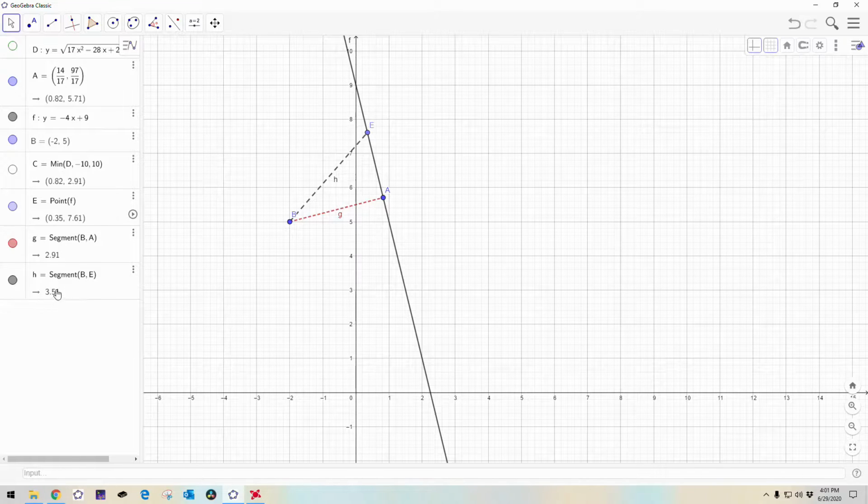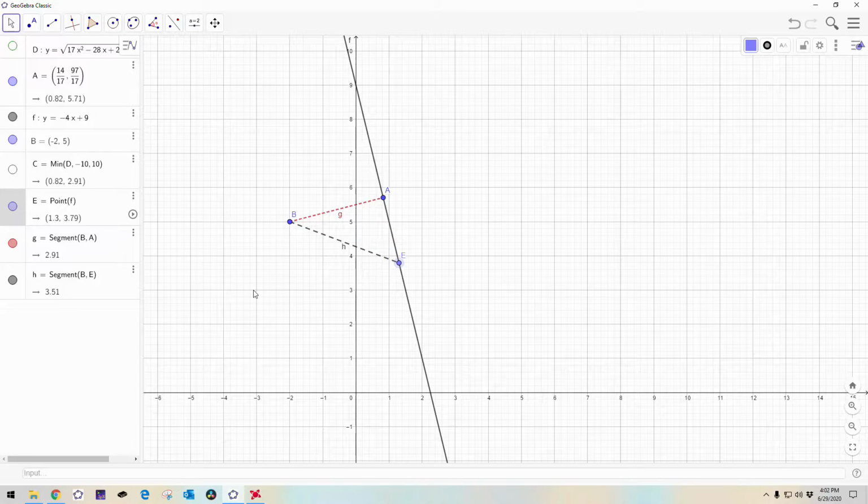Right now it's at 3.5, and if I move that point all along, you can see the length of that segment changing. See, now it's at 4.5 because I'm moving E further away. Notice as soon as I get parallel with A, it's exactly the same, 2.91, and then it starts increasing again. So you can tell just by observation of these distance calculations that A is in fact the closest point.